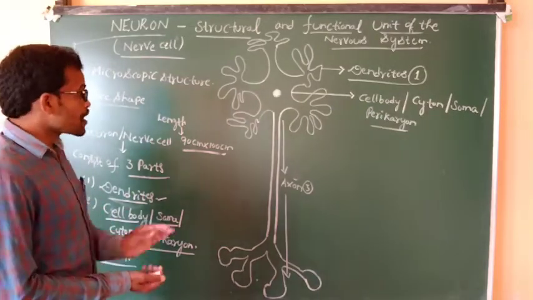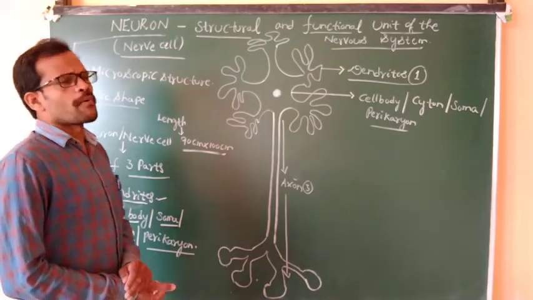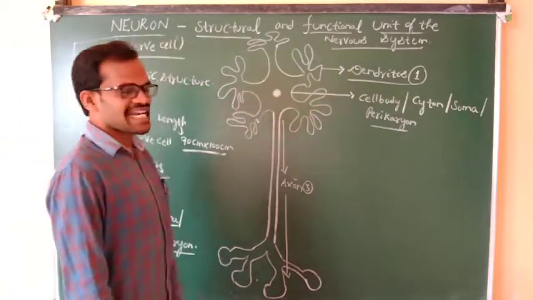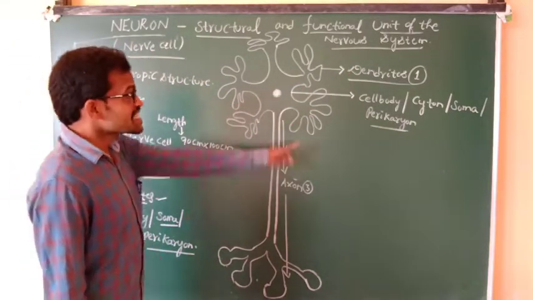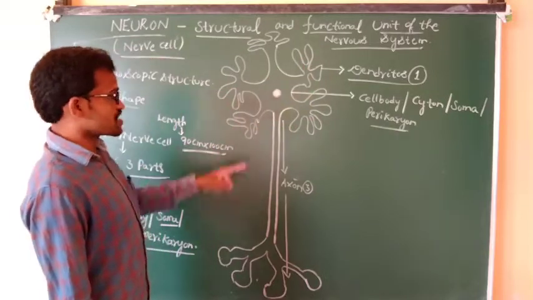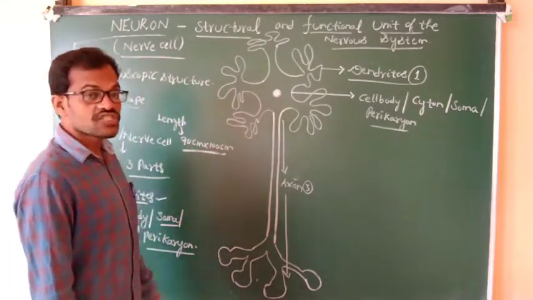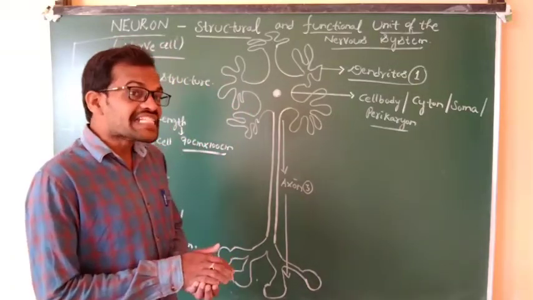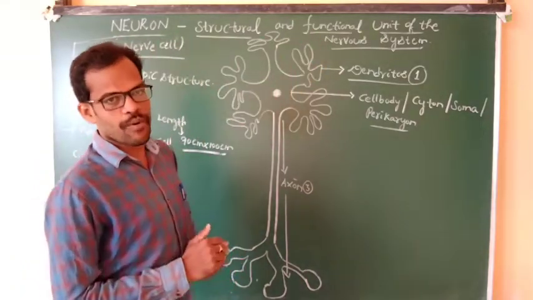We are going to discuss each and every part of the neuron or nerve cell. First one is known as the dendrites. What is the meaning of dendrites? These are the branched structures. They arise away from the cell body.